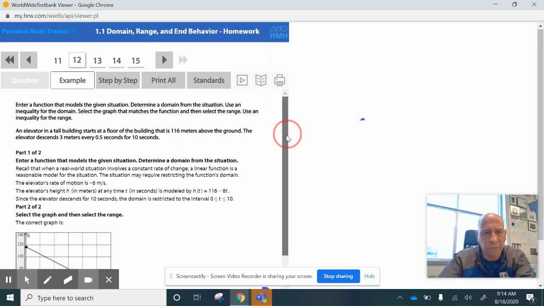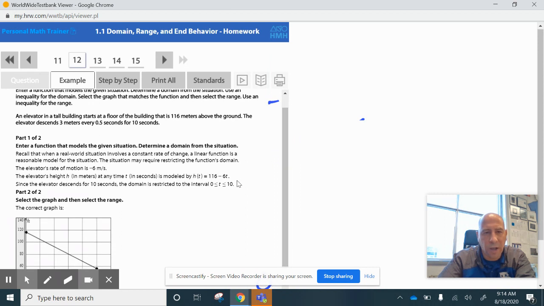Okay, so it's in their function. So I made a mistake. You can see the 6. Let's see where they got the 6 from. Recall that when a real-world situation involves a constant rate of change, a linear function is a reasonable model for the situation. The situation may require restricting the function domain. The elevator rate of motion is -6 meters.